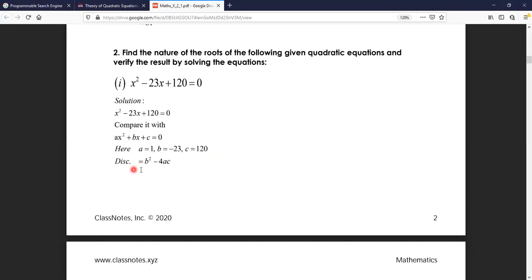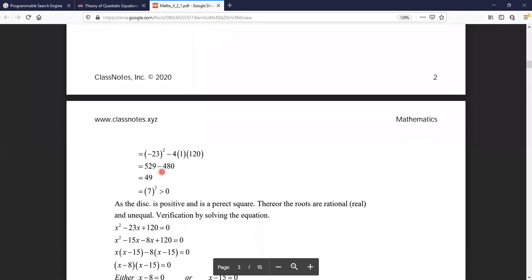So the discriminant is b squared minus 4ac. I'm going to put the values in the discriminant: minus 23, which is the b value, the a value is 1 and the c value is 120. 529, by taking the square of 23, and by multiplying 120 with 4, I got 480. 529 minus 480 is equal to 49. Now you can see that this is a complete square. 49 is a complete square and greater than 0, so it is positive also.